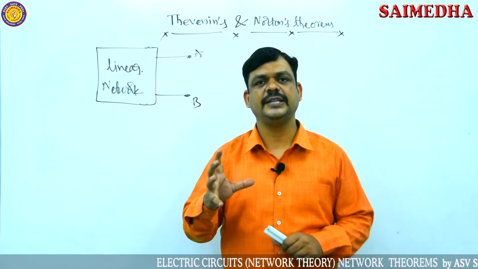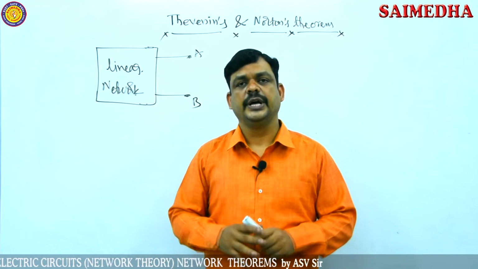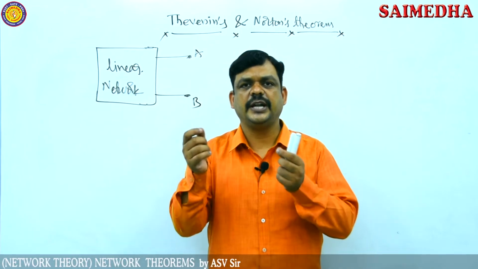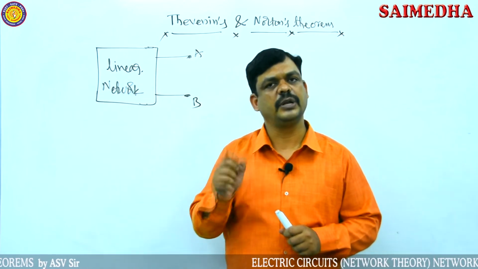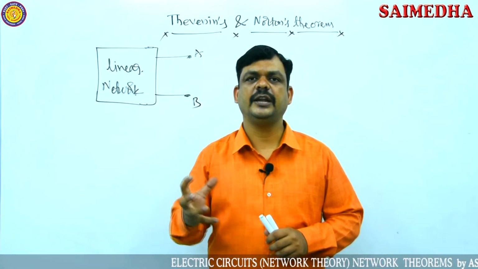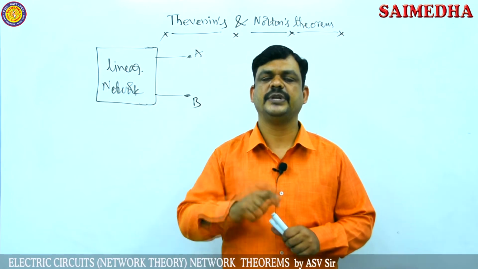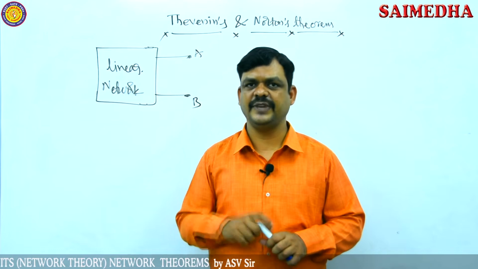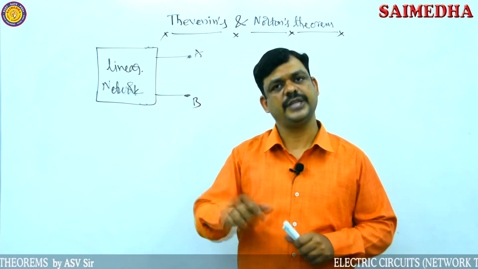The network internally consists of linear elements. That network should be a linear network. If any linear network is connected in between two terminals, and the complete linear network is replaced with an equivalent voltage source, then it comes under Thevenin's theorem, and that circuit is also called Thevenin's equivalent circuit.